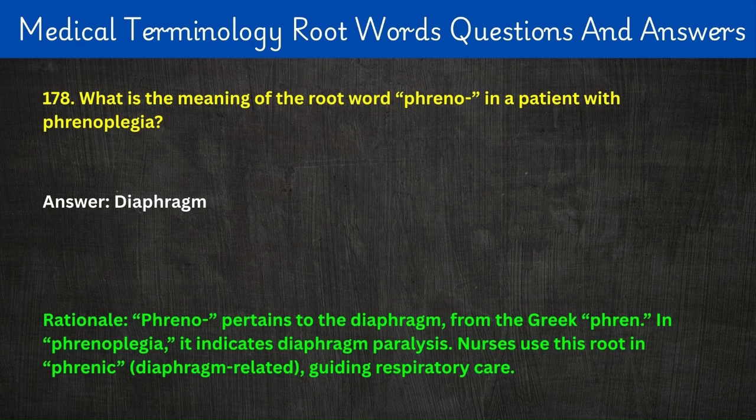178. What is the meaning of the root word phreno- in a patient with phrenoplegia? Answer: diaphragm. Rationale: Phreno- pertains to the diaphragm, from the Greek phren. It indicates diaphragm paralysis. Nurses use this root in phrenic, diaphragm-related, guiding respiratory care.